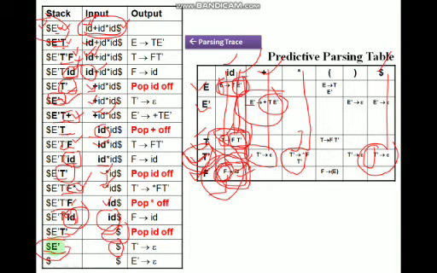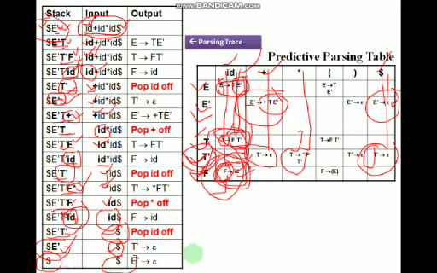Now this is E dash and this is dollar. Where is E dash? This is E dash and this is dollar. Now we will apply E dash producing epsilon. So we have kept epsilon in place of E dash, so we will get dollar in the stack.